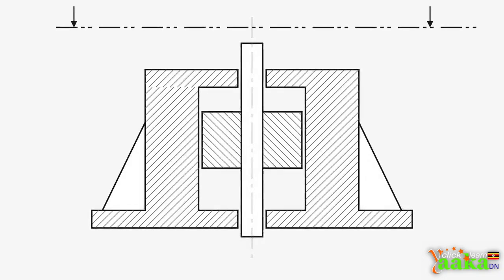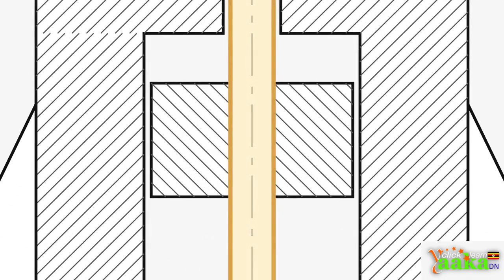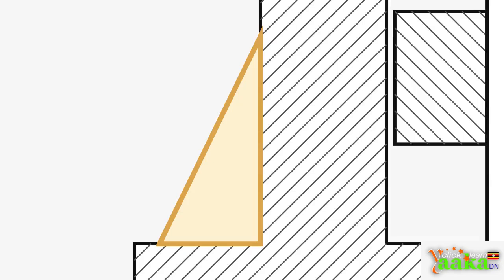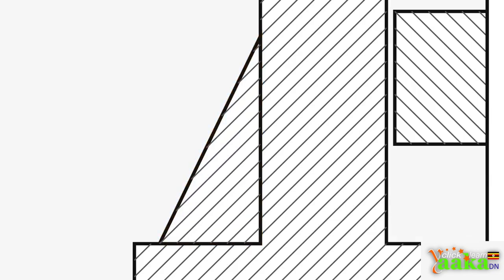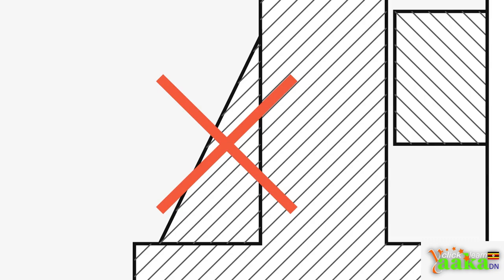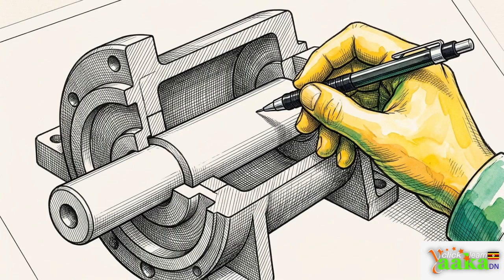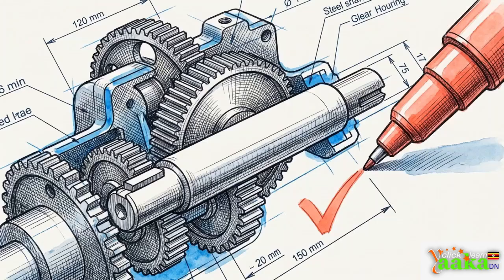The steel shaft remains unhatched. Standard solid hardware is never hatched, keeping its shape obvious. You also leave the web unhatched. If you hatch a longitudinally cut thin rib, it falsely appears as a thick, massive, solid block. Knowing exactly what to exclude from your hatching proves to an examiner that you understand the true physical structure of the parts, rather than just blindly applying lines to a page.